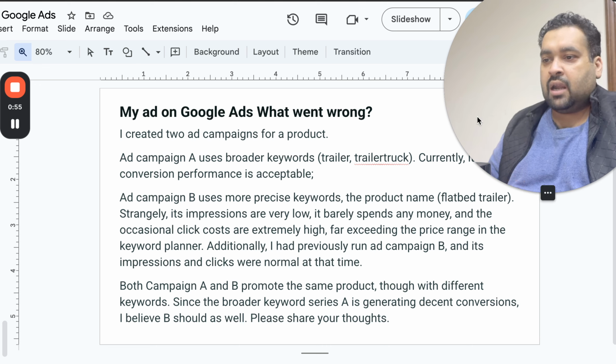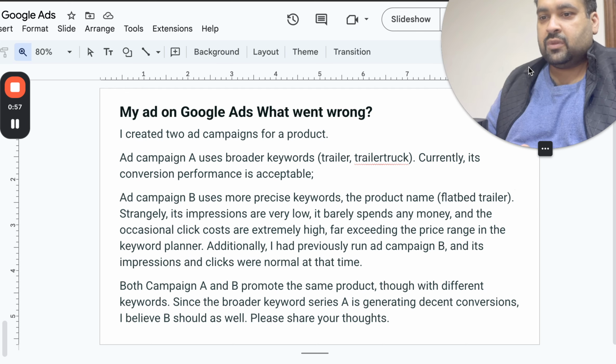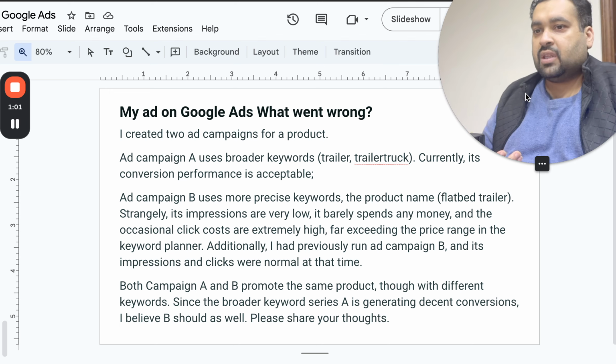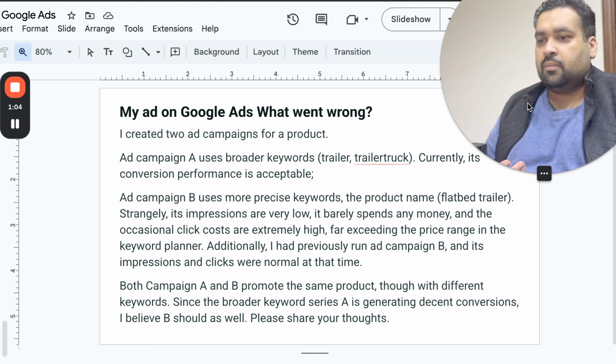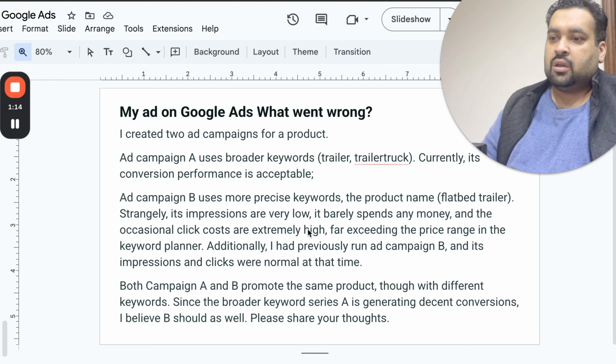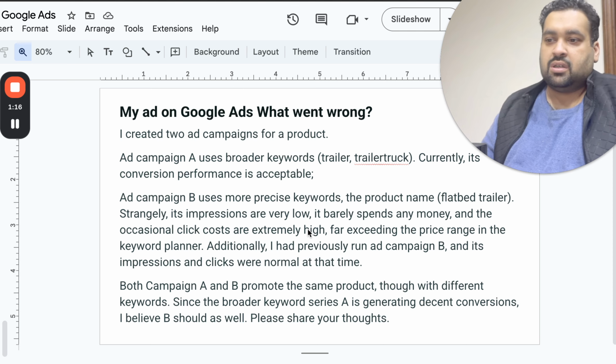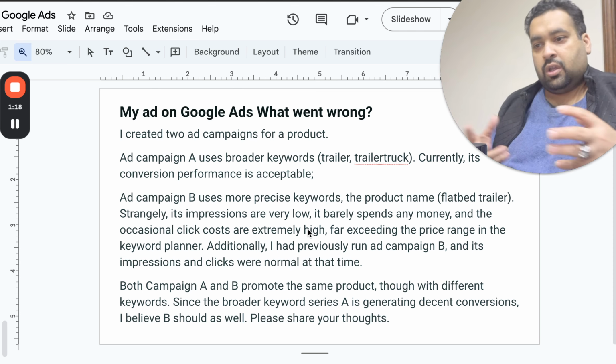Okay, so you created two campaigns for a product. Ad campaign A uses broader keywords. Currently, its conversion performance is acceptable, and campaign B uses more precise keywords, the product name. Strangely, its impressions are very low. It barely spends any money, and the occasional click costs are extremely high, far exceeding the price range in the keyword planner. Okay, so I got it.